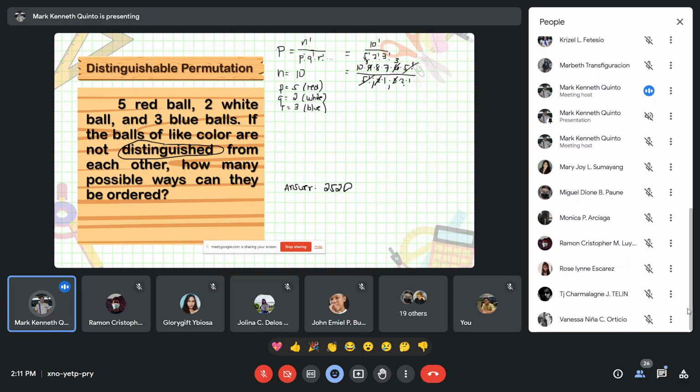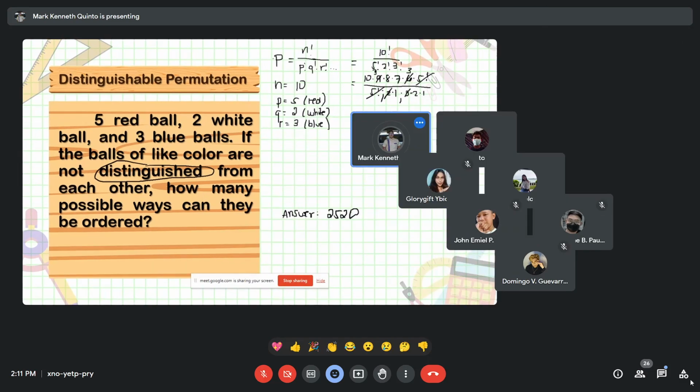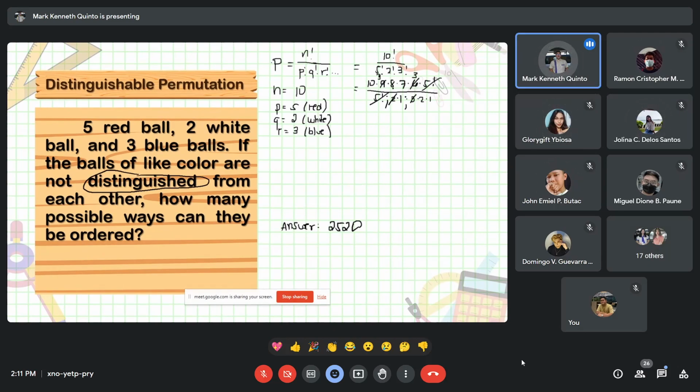We still have a 2 in the denominator. Can it still be simplified with something, 8 or 10? 8. So 8 divided by 2 is equal to 4, and 2 divided by 2 is equal to 1. So now our denominators are all 1, so we don't need to write them. So we have 10 times 3 times 4 times 7 times 3. What's the answer? 2,520. So we still get the same answer, 2,520, which is the same as the answer from the scientific calculator.